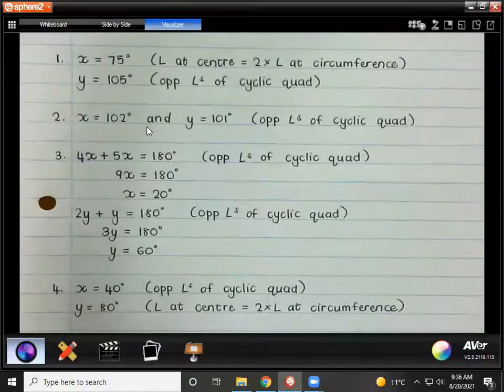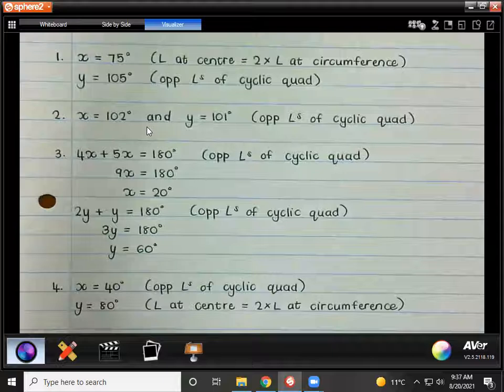And guys, because they're both the same reason, I just wrote it in one line. So x equals 102, y equals 101. Opposite angles of cyclic quad, like that. You're allowed to do that. They won't take off any marks for that.